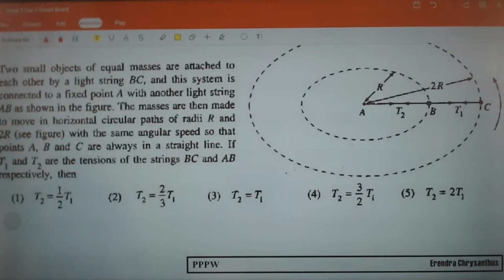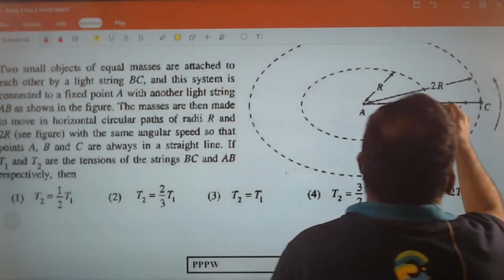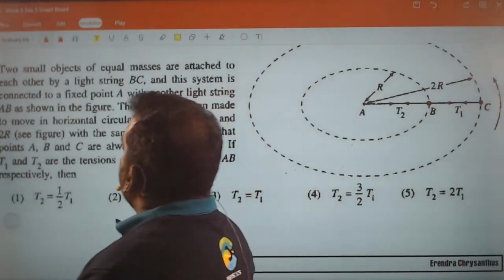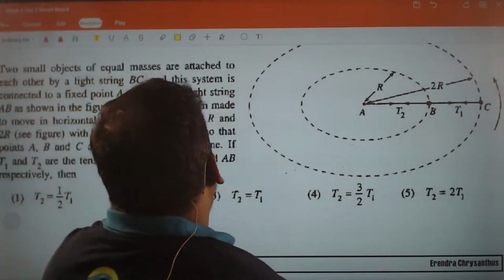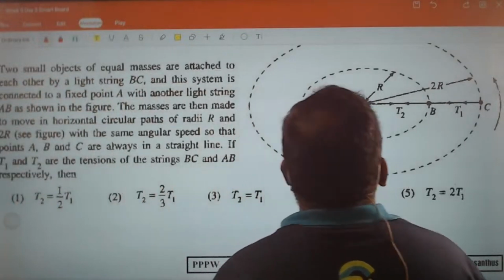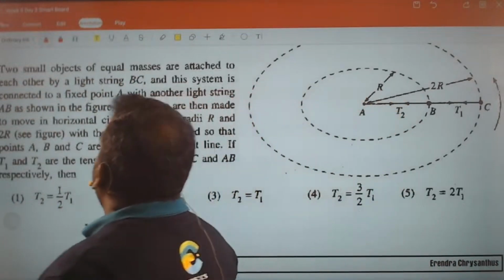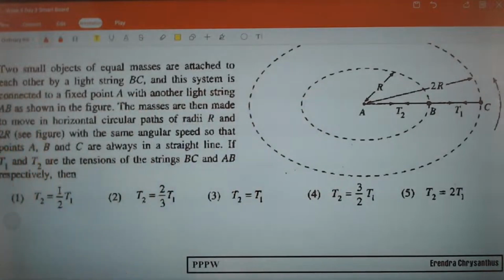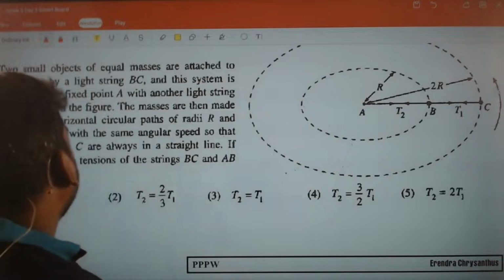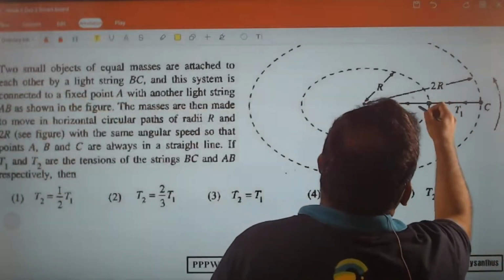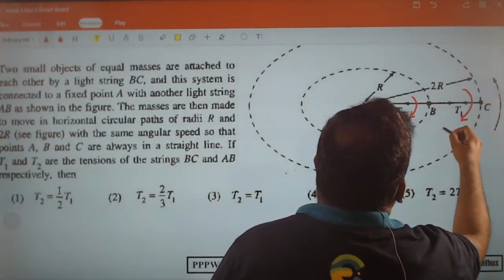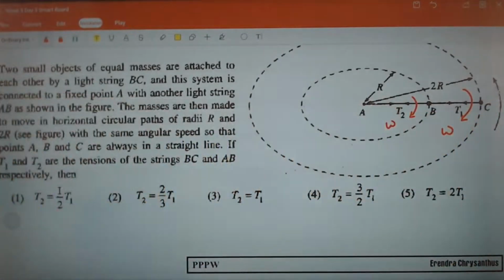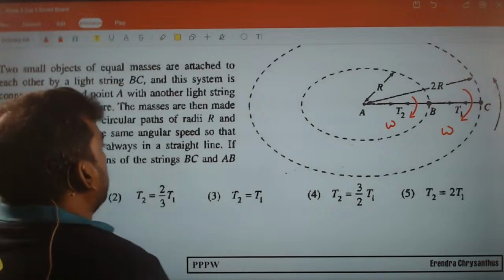Two small objects of equal masses are attached to each other by light string BC, and this system is connected to a fixed point A with another light string AB, as shown. The masses are then made to move in a horizontal circular path of radius R and 2R with the same angular speed so that points A, B, C are always in the same line. So here also same omega. If T1 and T2 are the tensions of the string, what can you say?